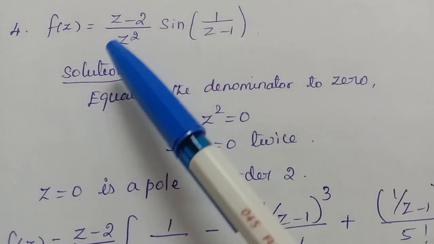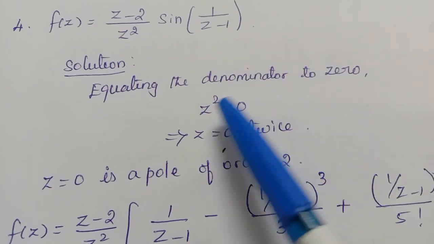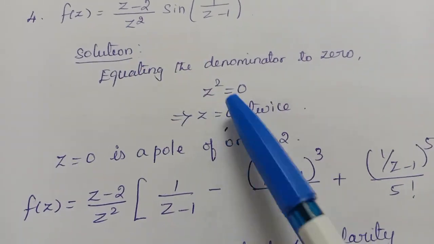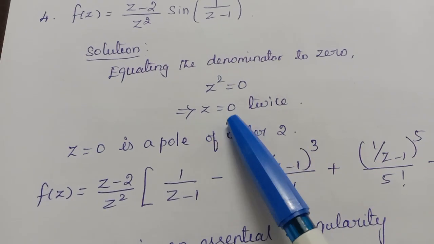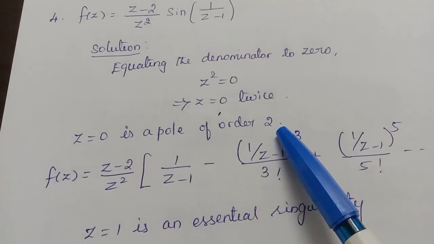f of z equal to z minus 2 by z square into sine 1 by z minus 1. Now let us equate the denominator to 0. Here z square is the denominator, so equate it to 0. So what we get, z equal to 0, 2 times. So z equal to 0 is a pole of order 2.